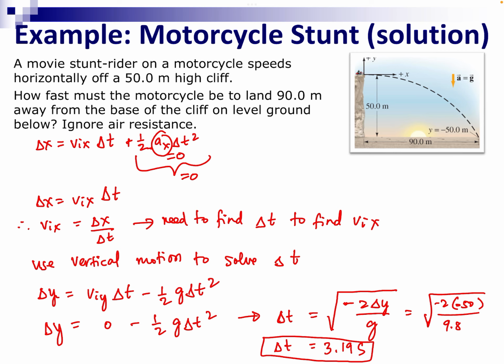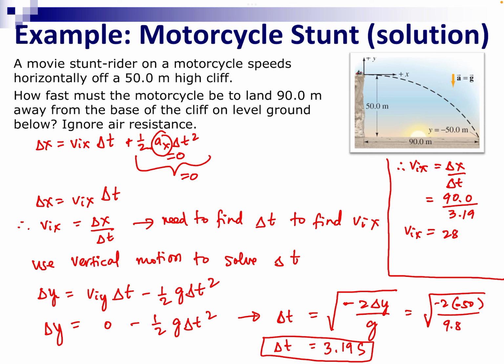You then use this time in this equation to find Vix. Therefore, Vix is equal to delta x over delta t. We're looking at the horizontal displacement, 90 meters, divided by 3.19, which gives you a Vix of 28.2 meters per second.